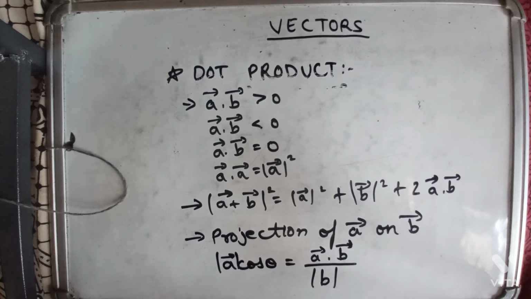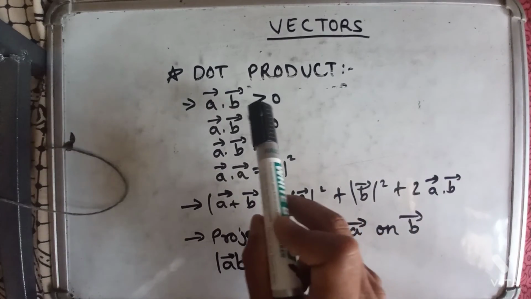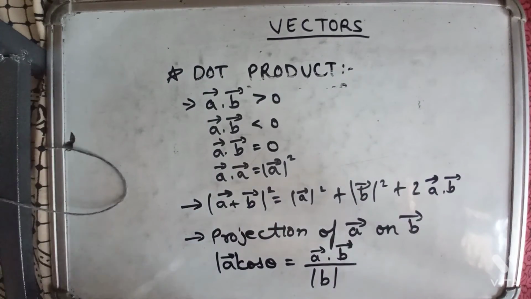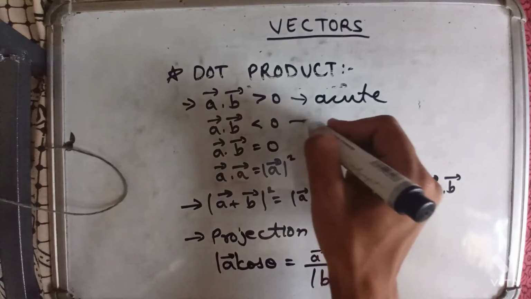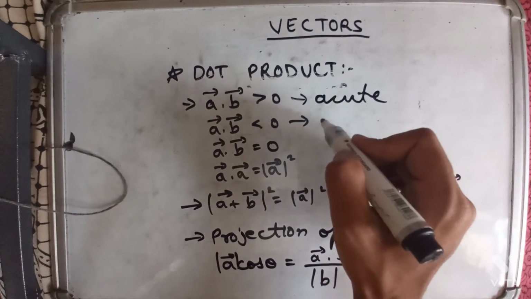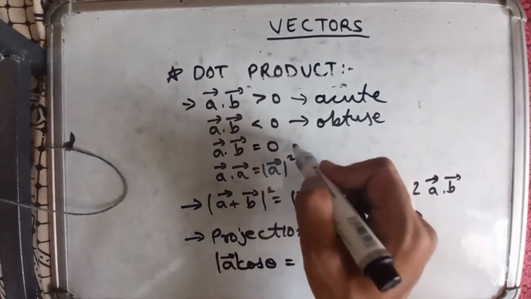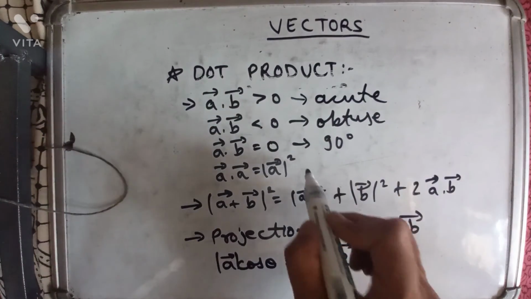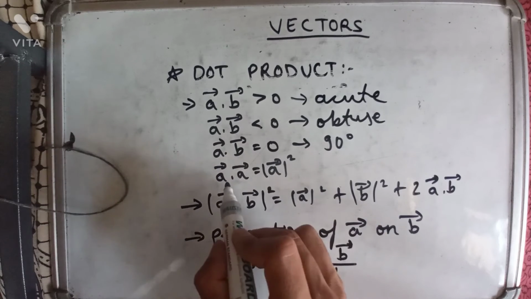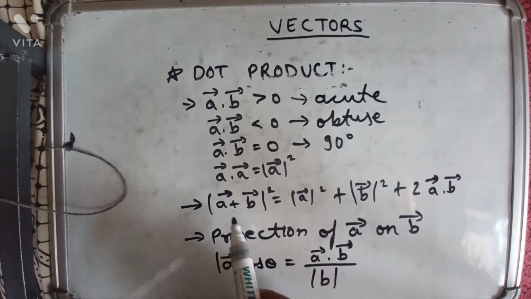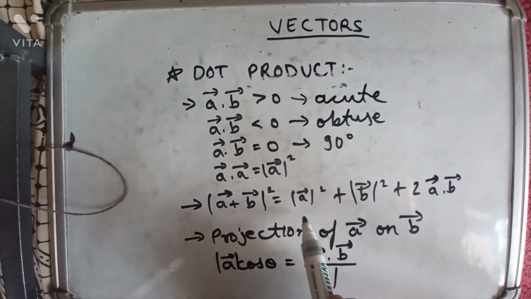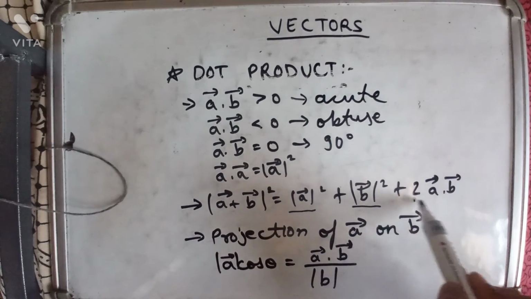Now various points to remember for dot product. Some properties: if A dot B is greater than 0, then theta will be an acute angle. If it is less than 0, then obtuse angle. If it is 90 degrees, then it is 0. And this is a condition you have to remember: A dot A is equal to modulus of A square, and modulus of vector A plus vector B whole square is equal to modulus of A square plus modulus of B square plus 2 A dot B.